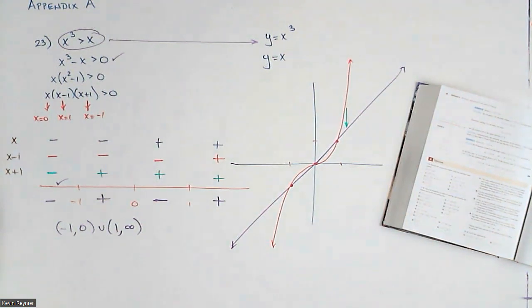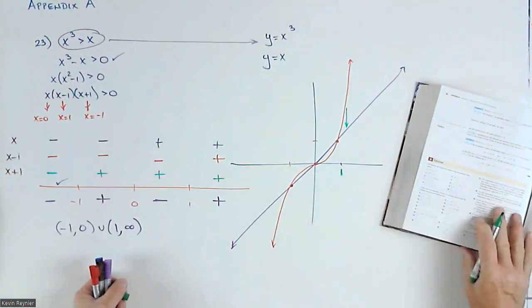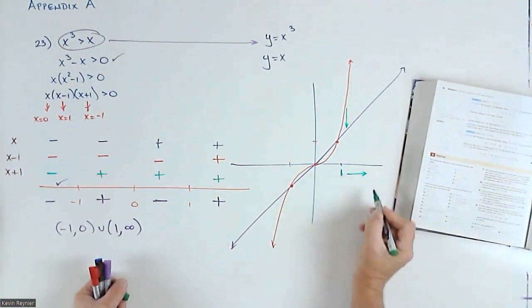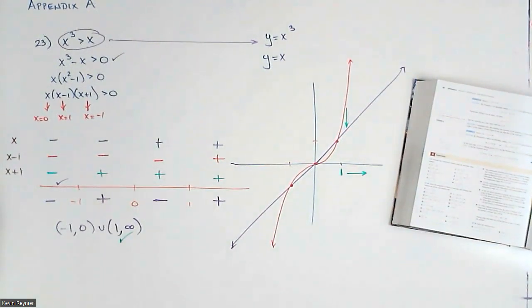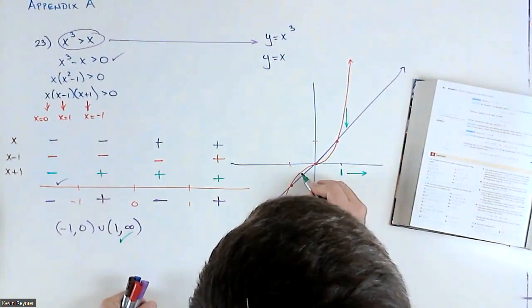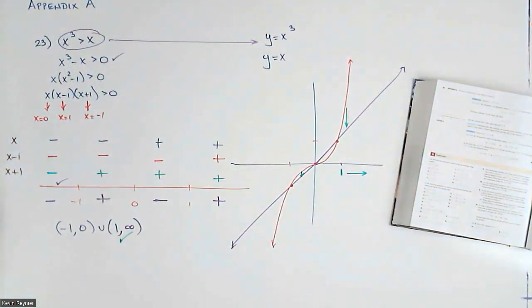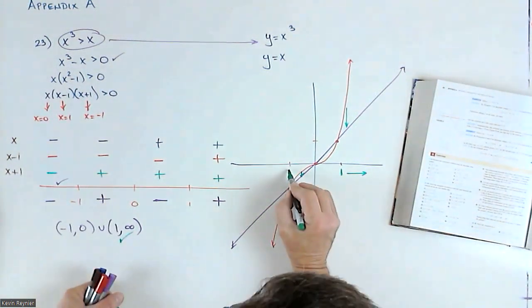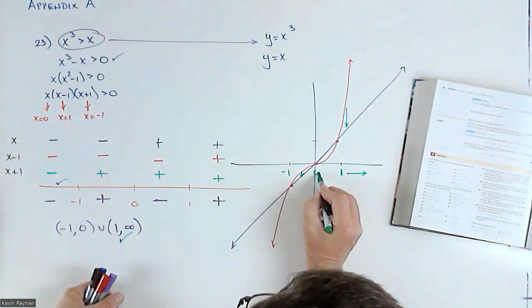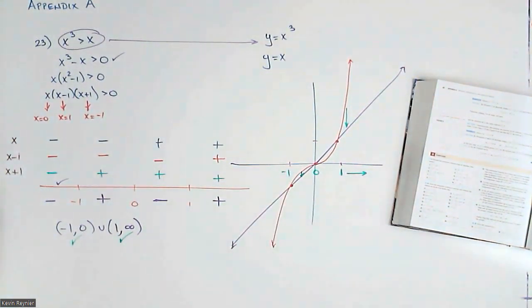It's above the line. This is 1. So from 1 on, it's above the line. We got that. If we look over here, right here, it's above the line. The cubic is above the line. Greater than means above. Graphically, it means when am I above this? Well, we know what this is. This is negative 1 to 0. We have that right here.